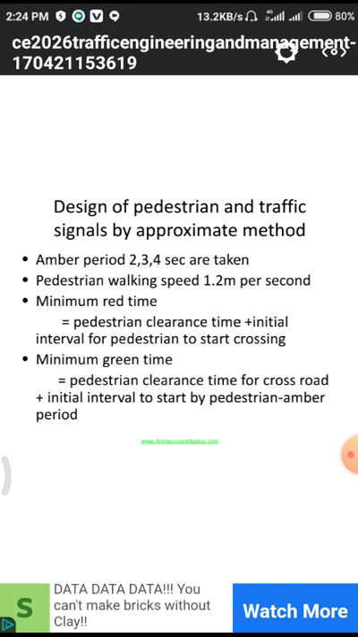And the next one is the minimum green time. What is the amount of minimum green time? It is the pedestrian clearance time for the crossroad plus the initial interval to start by the pedestrian, plus the amber period.